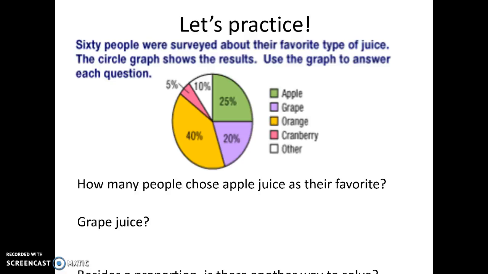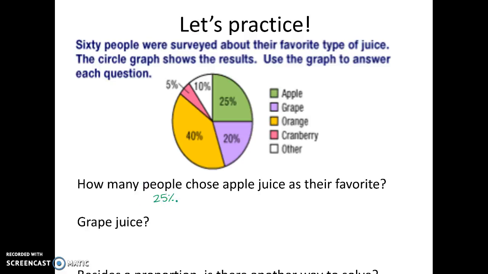So 60 people were surveyed about their favorite type of juice. The circle graph shows the results. Use the graph to answer each question. So the first question says, how many people choose apple juice as their favorite? So let's take a look. It says that apple juice is 25%.